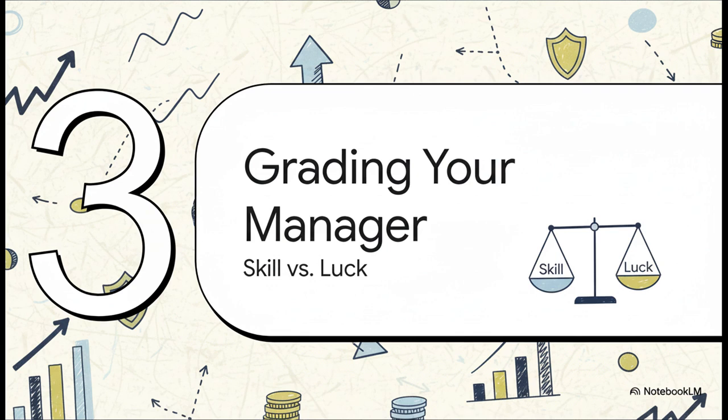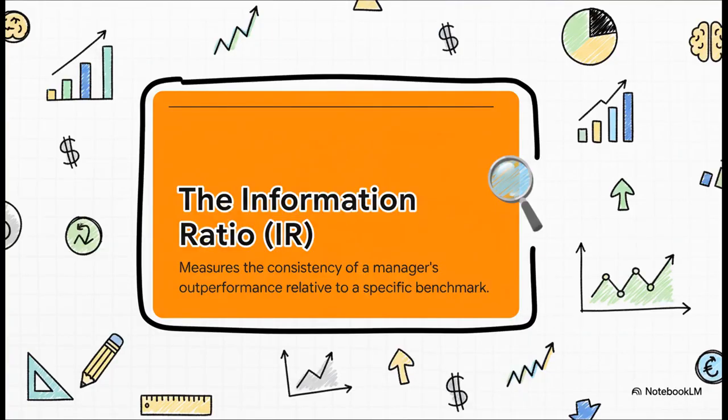As an analyst, you gotta know if that great performance was skill or if it was just dumb luck. And for that, you need a tool designed to measure consistency. And that tool is the information ratio. This one is incredibly powerful, especially for big institutional investors. It doesn't just look at whether you won, it looks at the quality of the win.